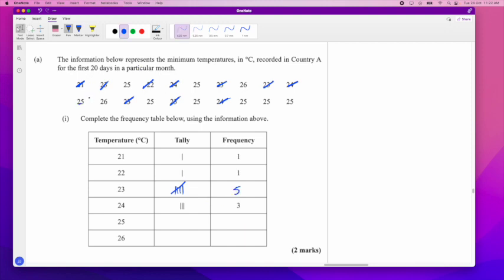25 degrees will be 1, 2, 3, 4, 5, 6, 7, 8. So we write 1, 2, 3, 4, 5, 6, 7, 8. 8 is the tally there. And then 26 degrees is 1, 2.